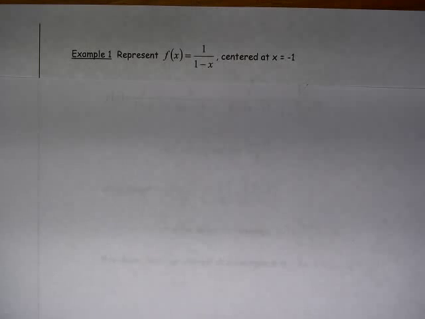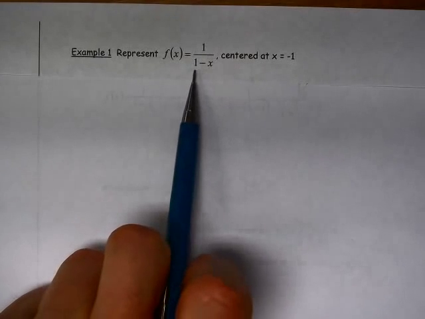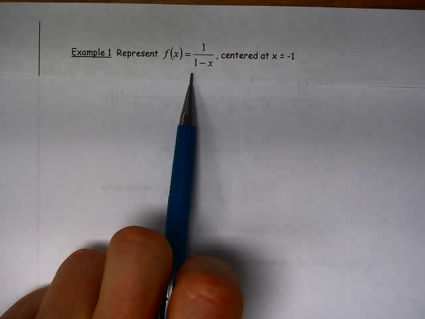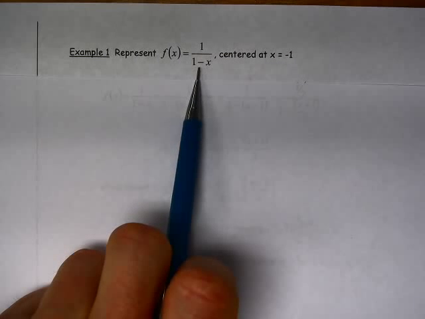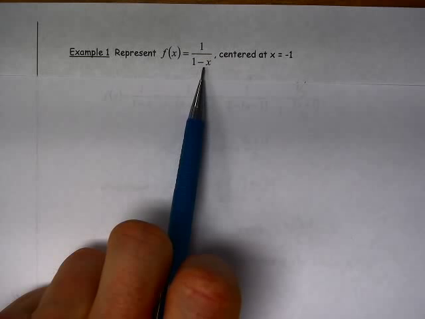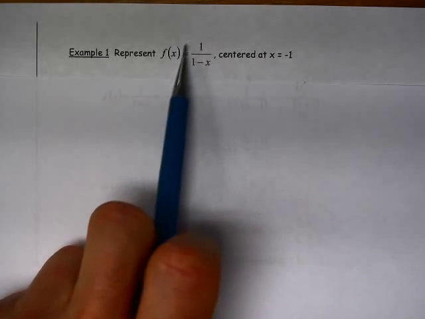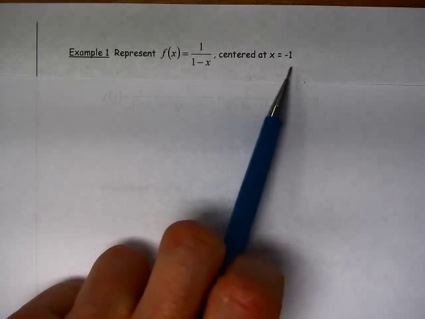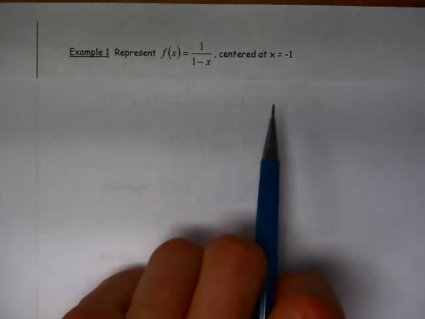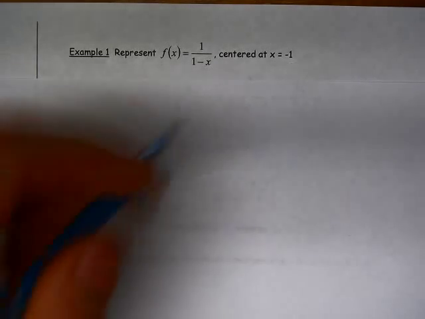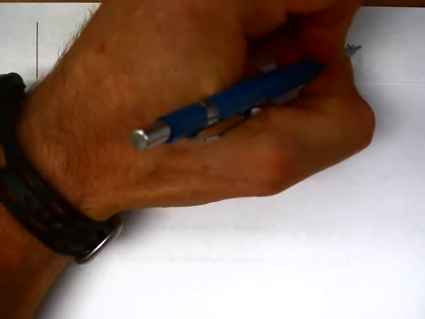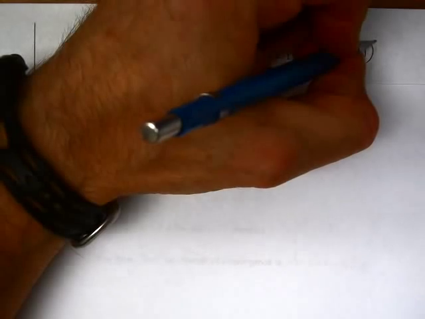So our first example, we're actually going to work on representing this same function. In our introduction we talked about representing this function centered at x equals 0, right? And so we know how to do that, but now we want to center it at x equals -1. All right, so if we're going to use a power series centered at x equals -1, we know that we're going to have powers of x plus 1 to the n.